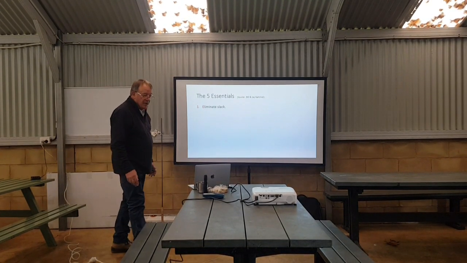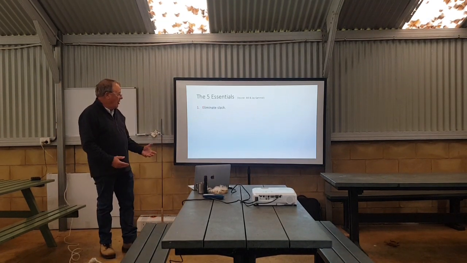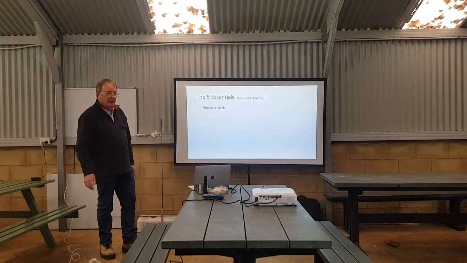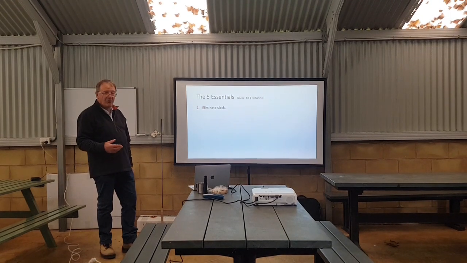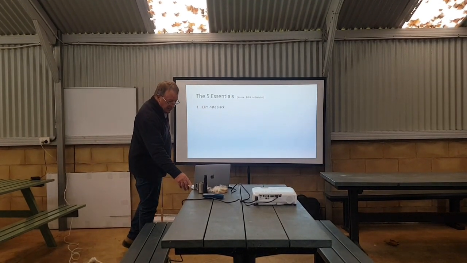So the first one's eliminate slack. And what do we have to do that? Well, if we start with a pile of slack, as we start our cast, all we're doing is removing slack. And in fact, if we have enough slack, we'll run out of cast before we actually get the fly moving and make a cast. So first thing we have to do is get rid of the slack.